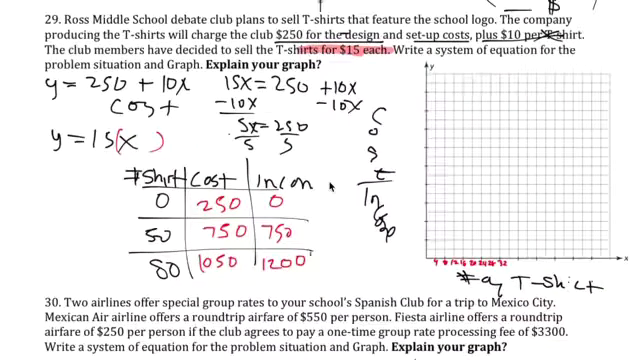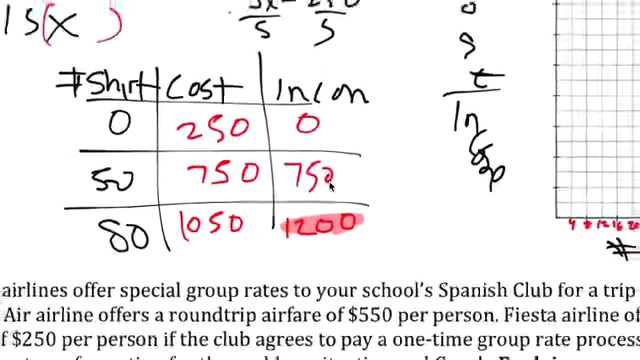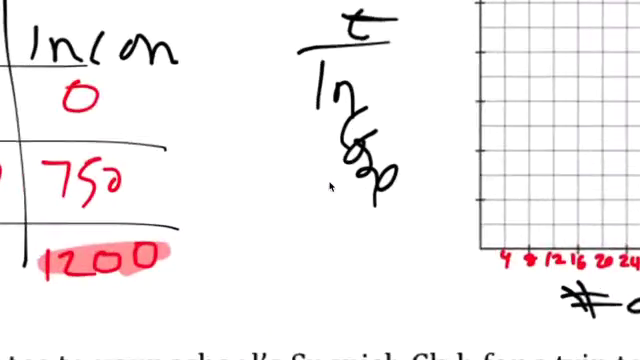You take 1,200. I'm not sure if this is correct, guys. I did this all in my head, literally. Divide that by 20. You get 60 each. So count this by 60.